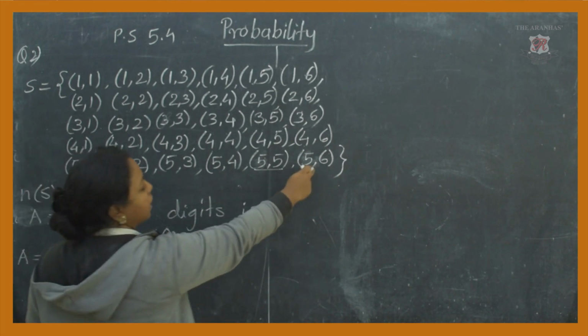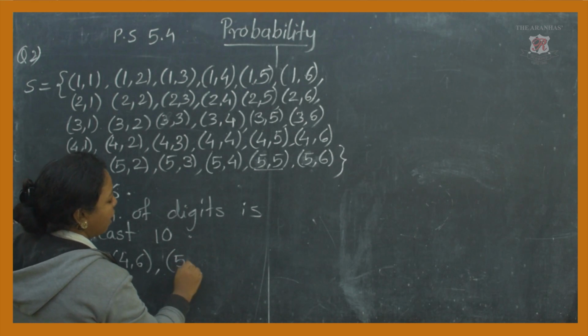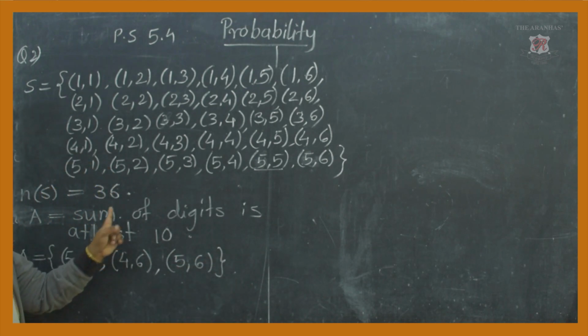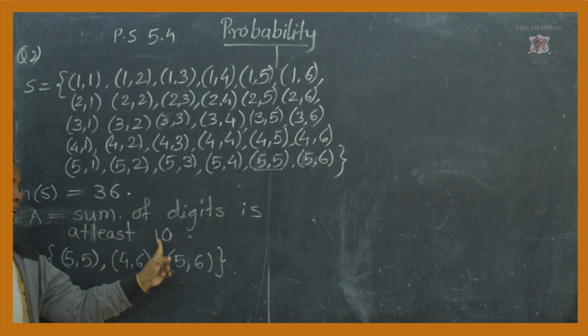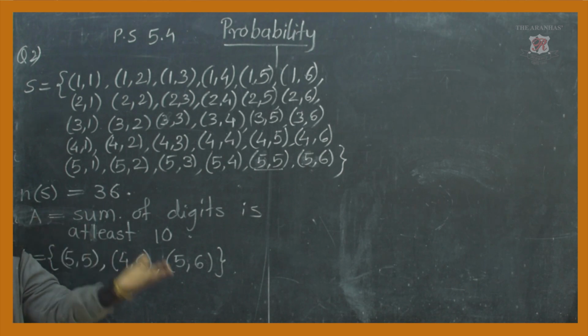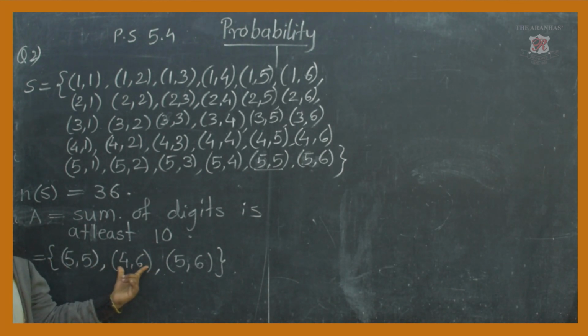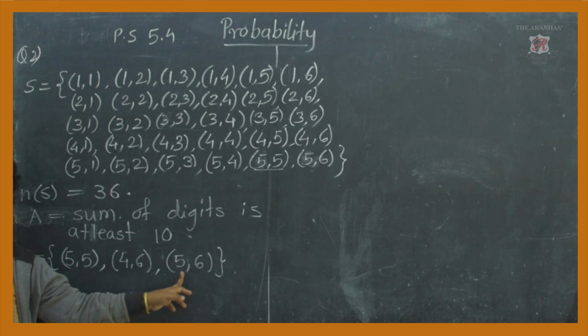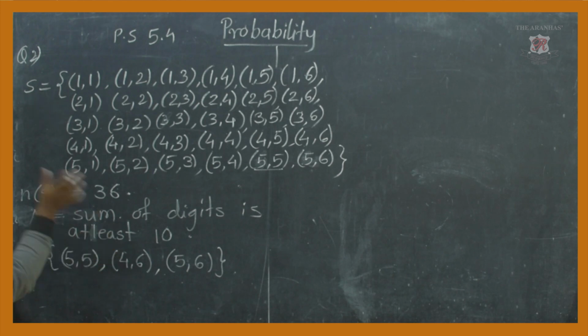And also 5 6 is there, because 5 plus 6 is 11. Here the sum of the digits is at least 10. So, that number can be 11, 12, more than 10 also. So, 5 plus 5 is 10, 4 plus 6 is 10, and 5 plus 6 which is 11, that also we can take here. Okay, that is the meaning of at least. Again and again I am repeating that.